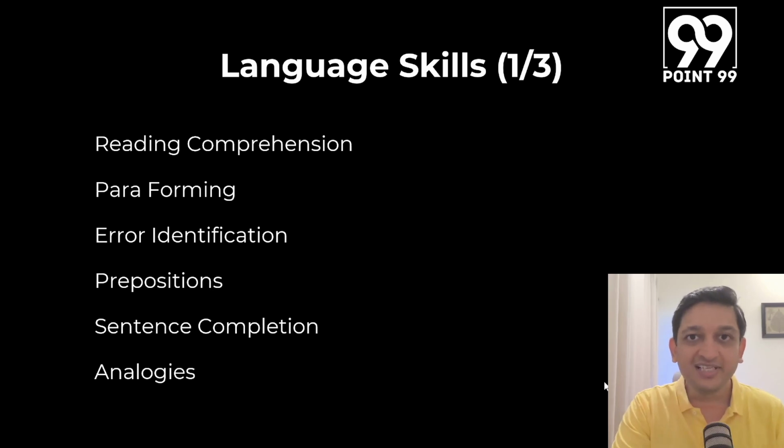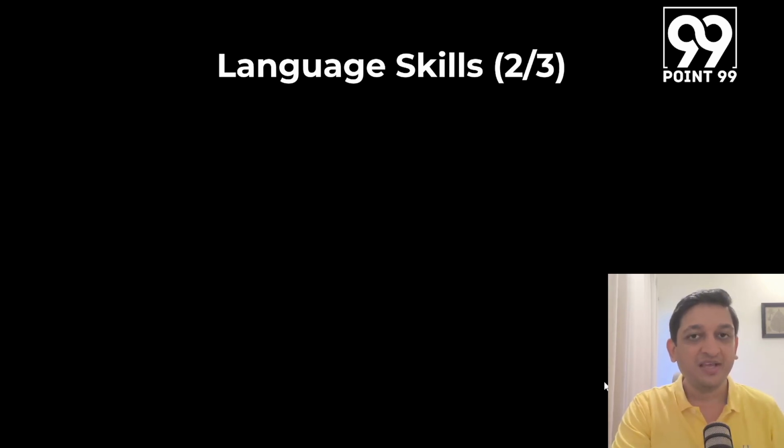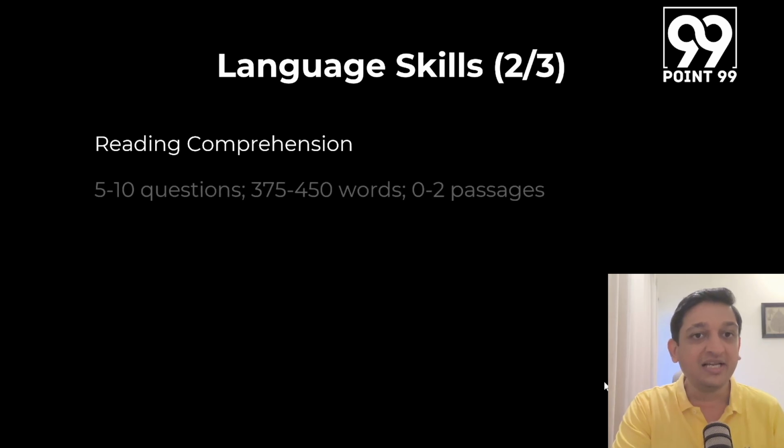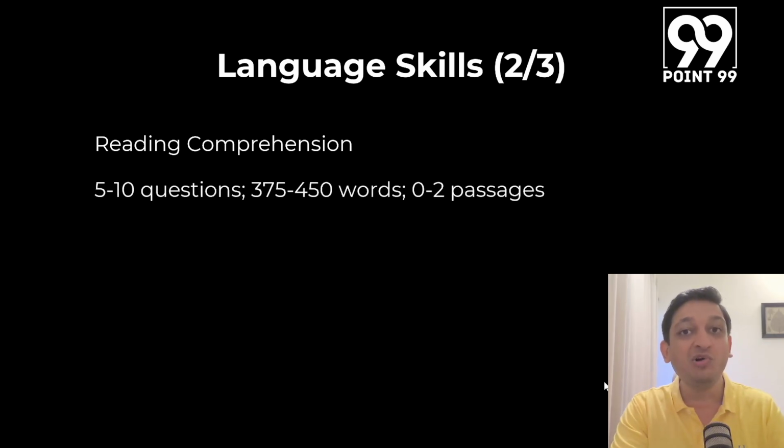Now let's look at the first area, that is reading comprehension. In terms of reading comprehension, it's a fairly straightforward area. There will be a passage that will be followed by a set of questions. But in terms of the NMAT, the number of passages can vary from 0 to 2. In very rare cases, we have seen candidates not getting even one reading comprehension passage, whereas in a majority of the cases, people will end up getting 2 reading comprehension passages. In some cases, people also get only 1 reading comprehension passage.